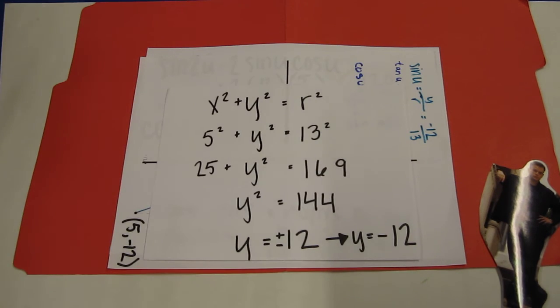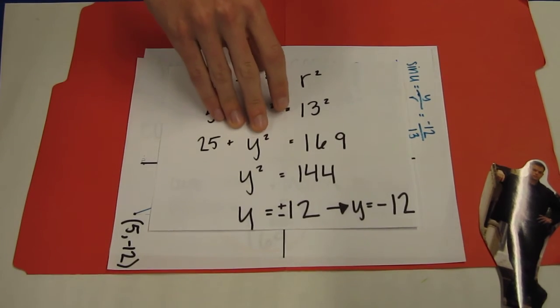5/13 is equal to x over r, so then we need to solve for y. To do this, we use the Pythagorean theorem. We say that 5 squared plus y squared equals 13 squared, which then simplifies to 25 plus y squared equals 169. Then we subtract 25 over and you're left with y squared equals 144, so therefore y equals 12.